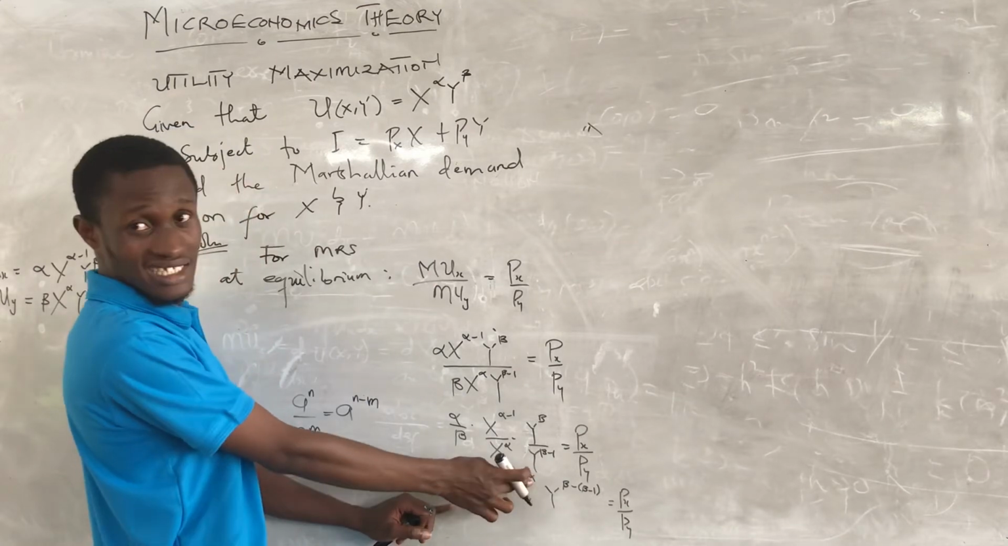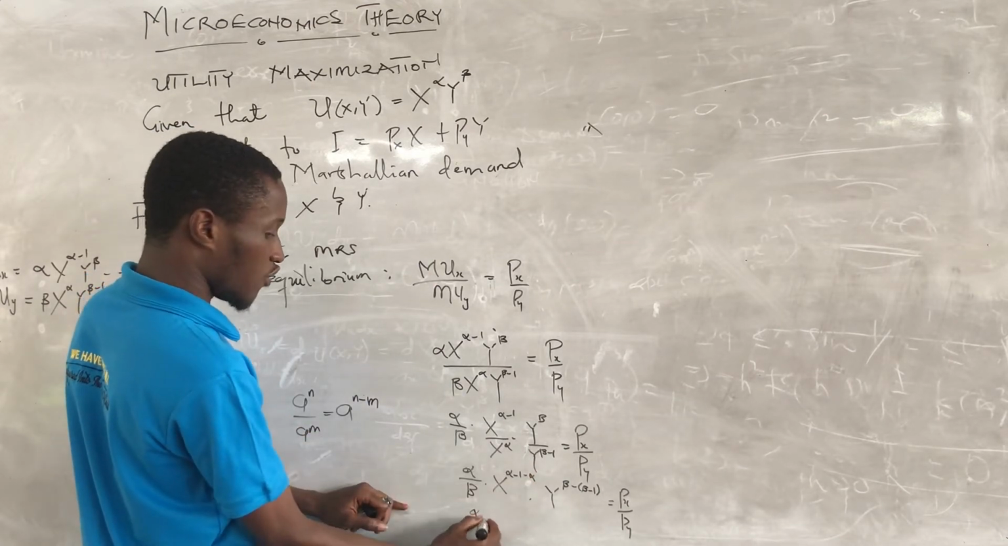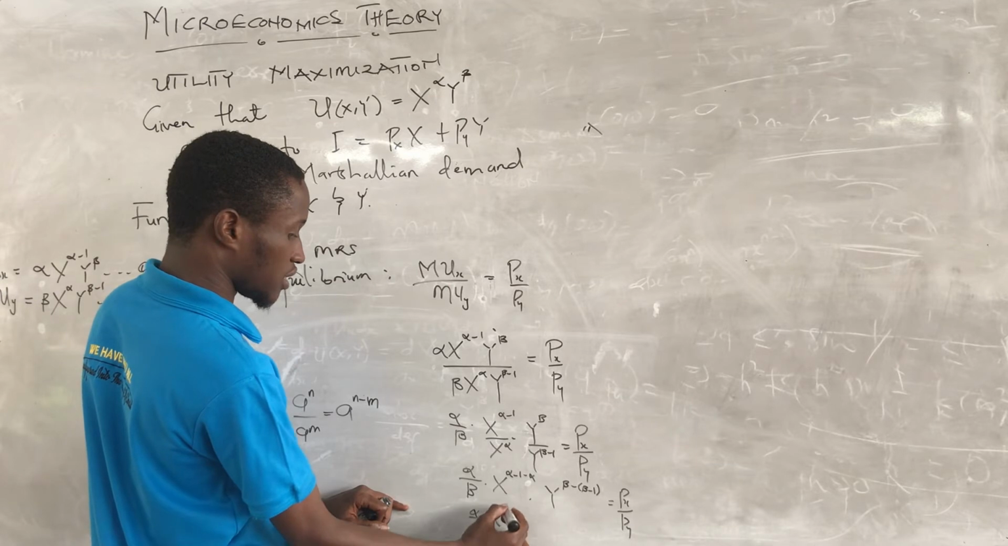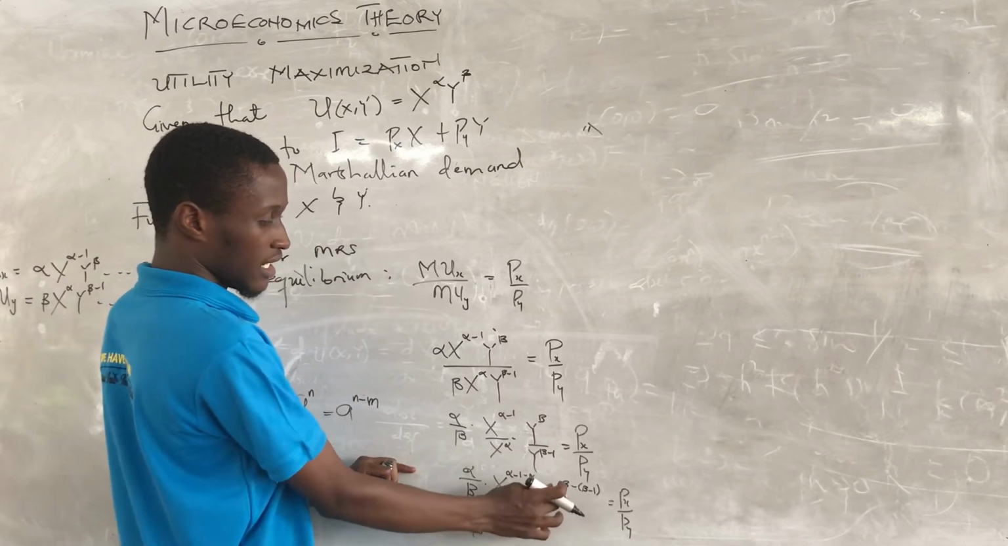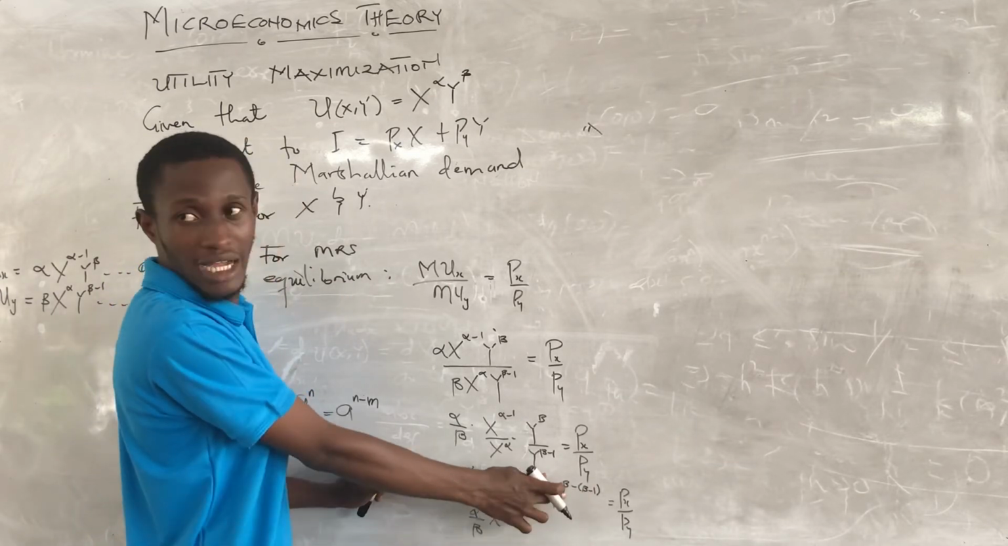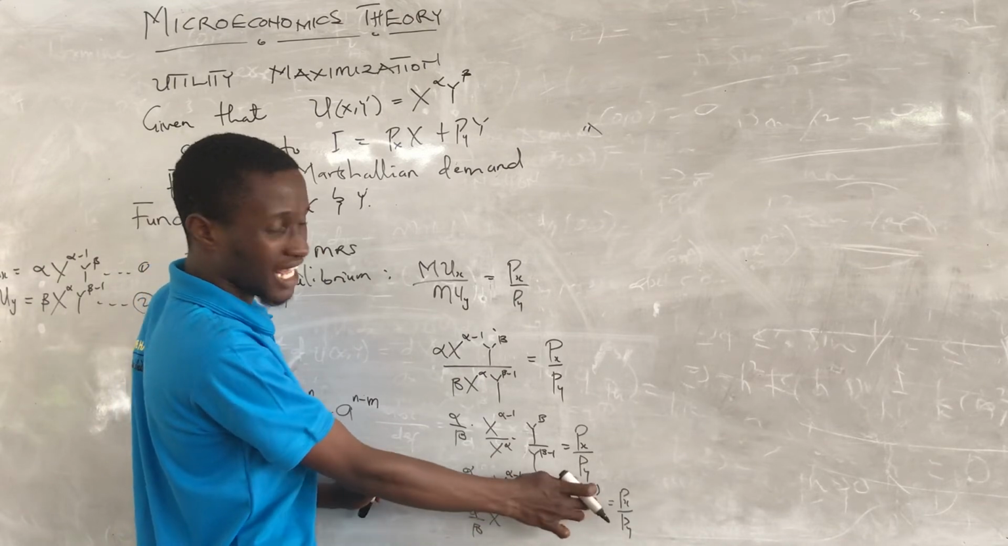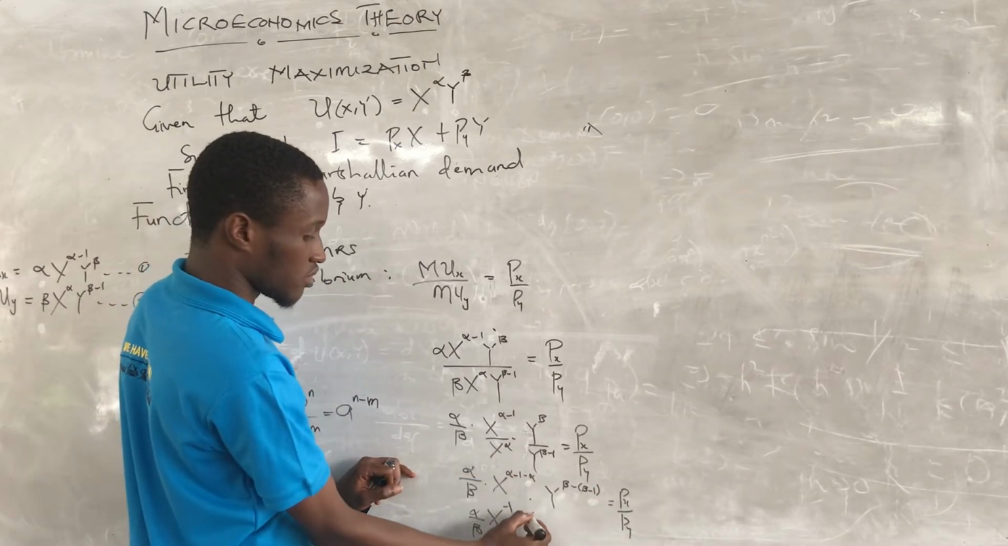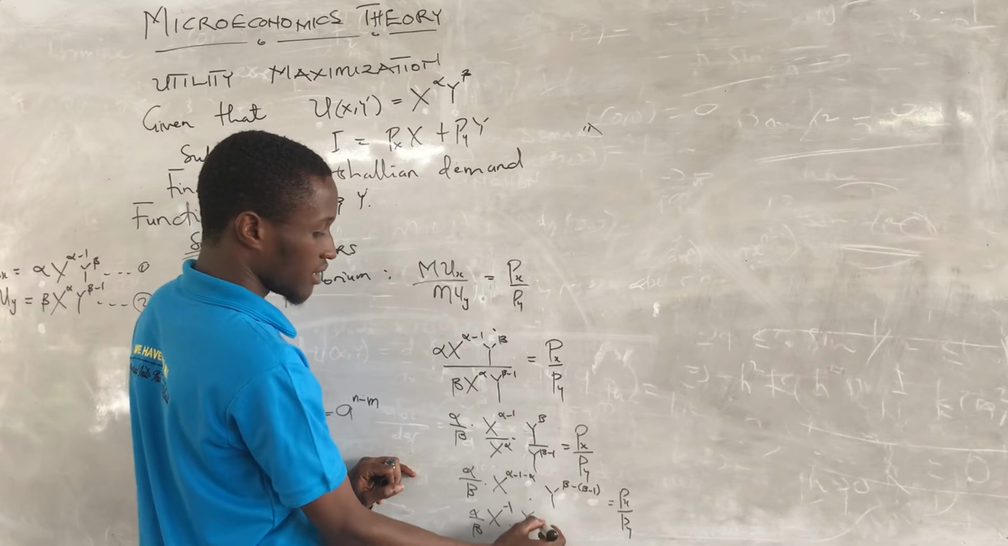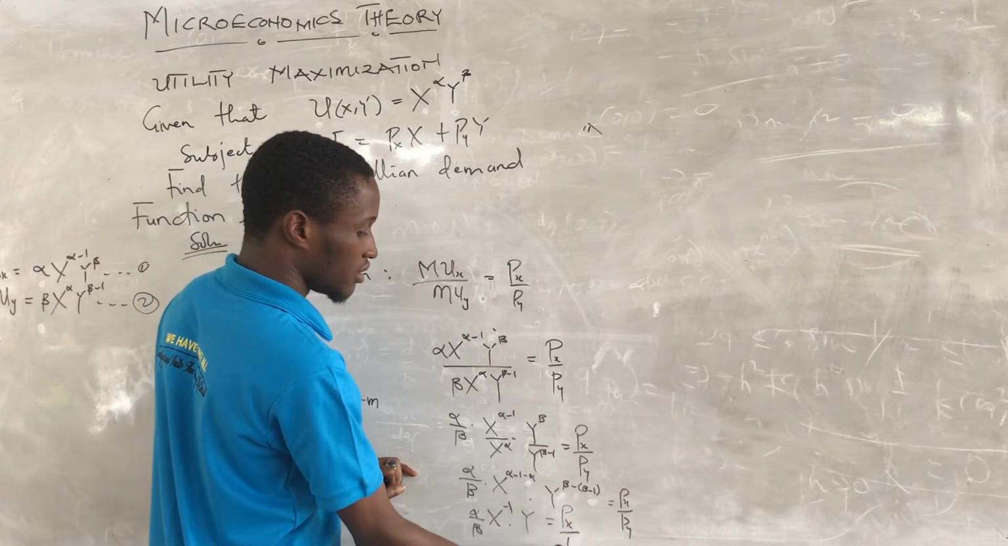This will cancel this. So I have alpha over beta, x exponent negative 1. Then when I remove the bracket, I have beta minus beta, then plus 1. So I have times 1, y equal to Px over Py.